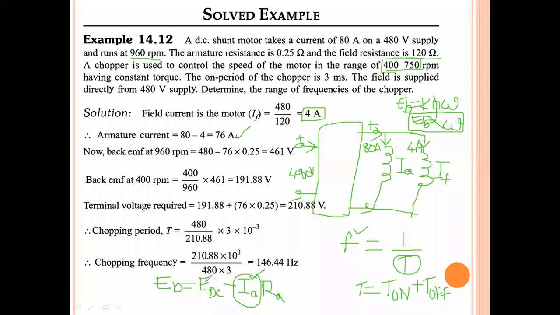We know the armature resistance and we know the input voltage. Then we can calculate the back EMF at 960 RPM, because back EMF is related to the speed. So for different speed ranges, we need to determine different back EMFs also. Using this formula, substitute EDC is 480, IA is 76 amperes, and armature resistance is 0.25. Then the back EMF is 461 volts. This back EMF is at 960 RPM.